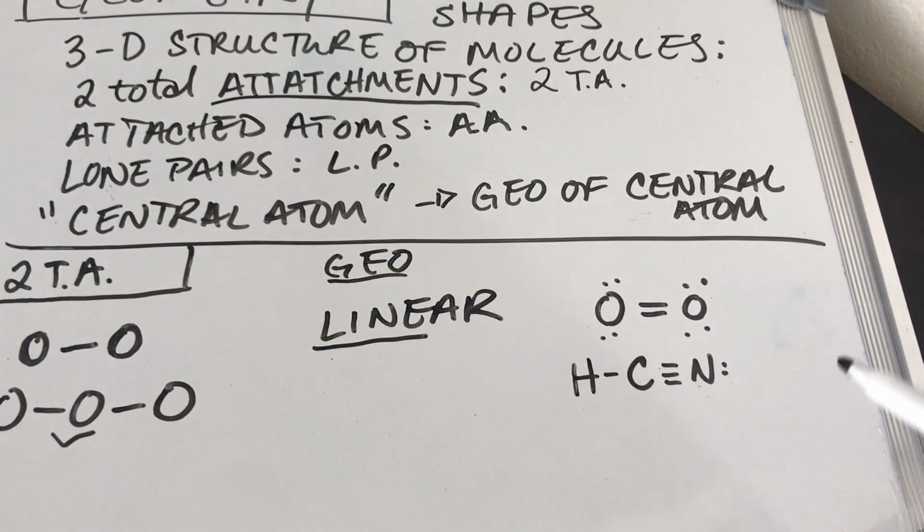Cool. So anytime you have a central atom that only has 2 attached atoms and no lone pairs, you're linear, okay? When we start getting into lone pairs, that's when things get a little bit tricksy, okay? Questions about that?